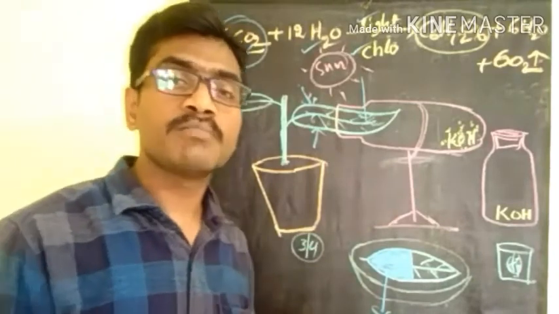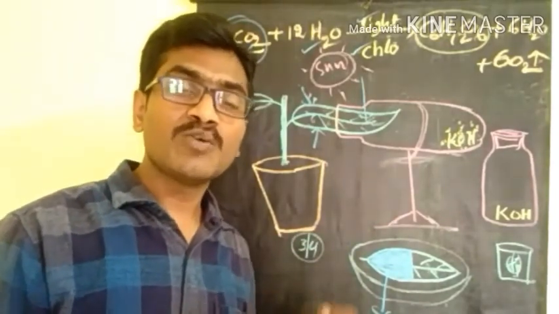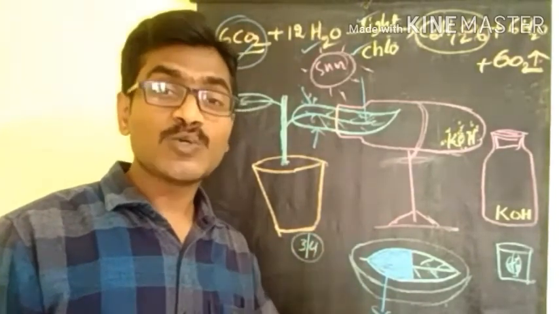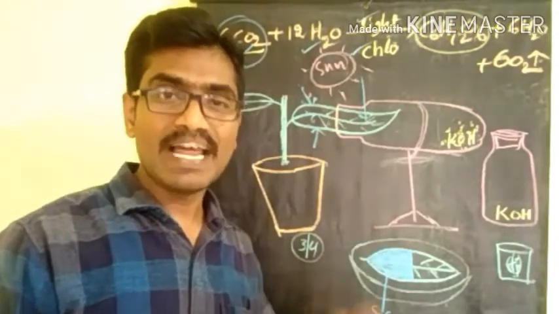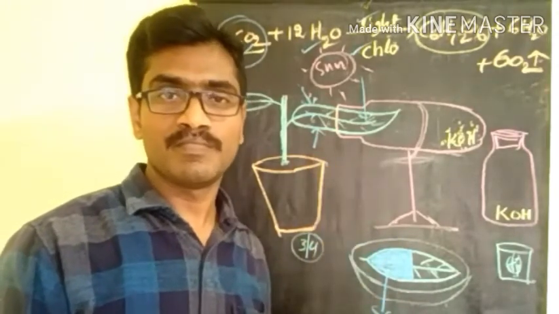So from this experiment we can prove that without carbon dioxide photosynthesis cannot take place. That means plants cannot synthesize food.